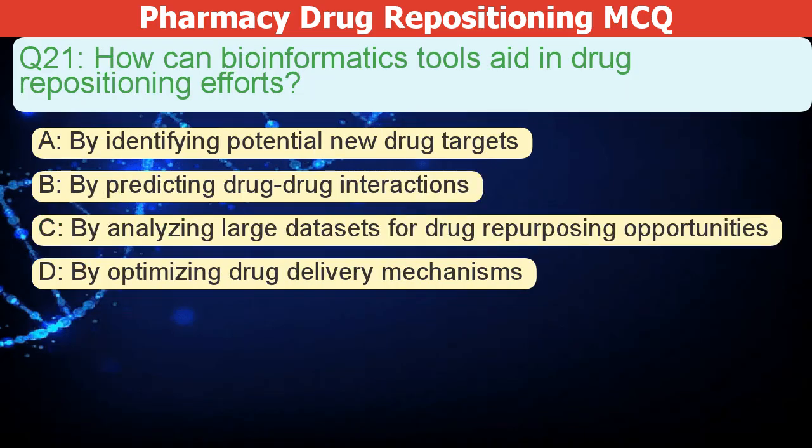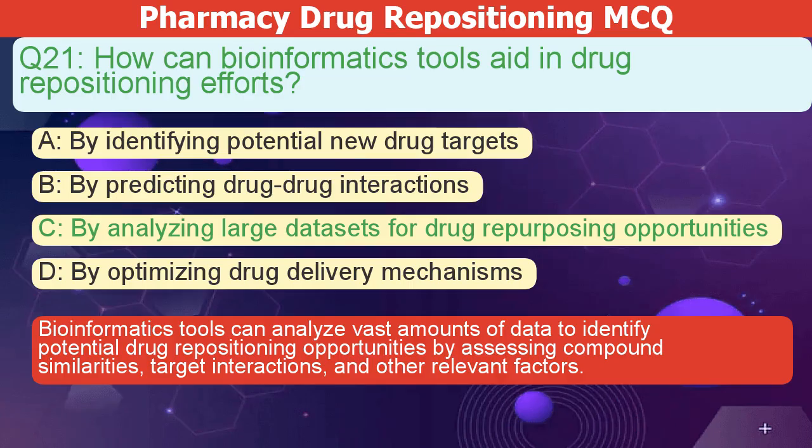How can bioinformatics tools aid in drug repositioning efforts? A. By identifying potential new drug targets. B. By predicting drug-drug interactions. C. By analyzing large datasets for drug repurposing opportunities. D. By optimizing drug delivery mechanisms. The correct answer is C. Bioinformatics tools can analyze vast amounts of data to identify potential drug repositioning opportunities by assessing compound similarities, target interactions, and other relevant factors.